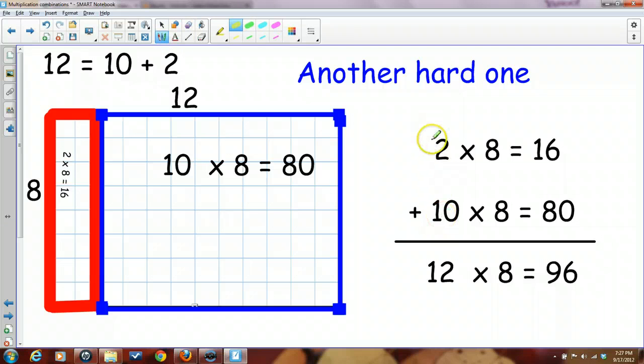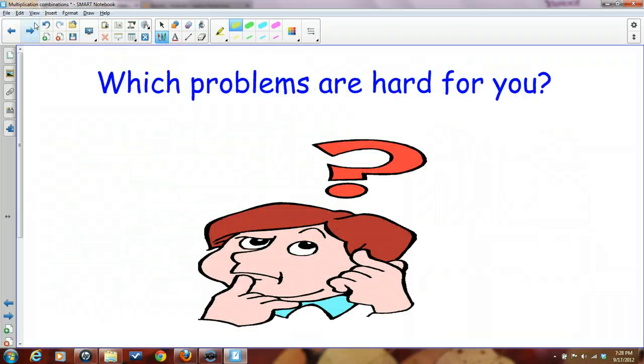Now remember, I'm only breaking apart one number. Notice these numbers right here, 2 plus 10, equal 12. And then the same thing happens on this side. The 16 plus the 80 equals the 96. So what problems are hard for you? I want you to start thinking about which ones are difficult. Come up with 2, 3, 4, 5 problems that are really hard for you.